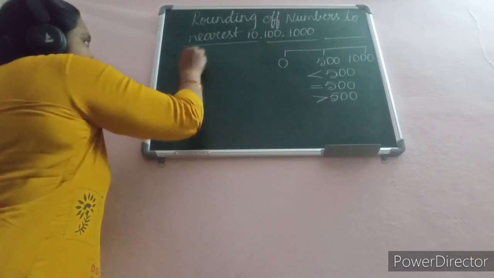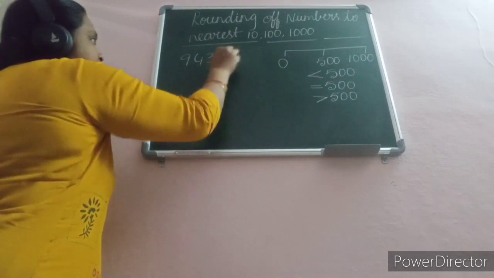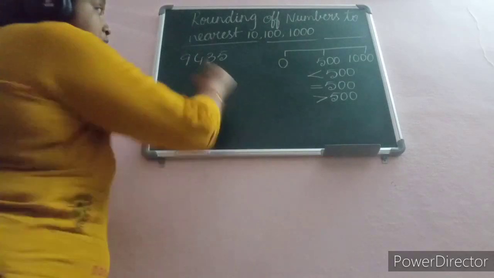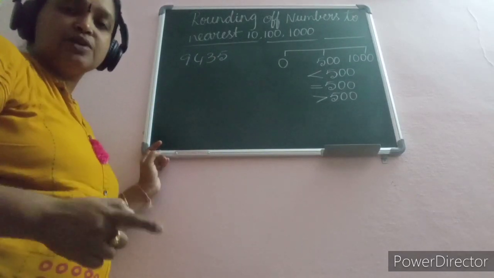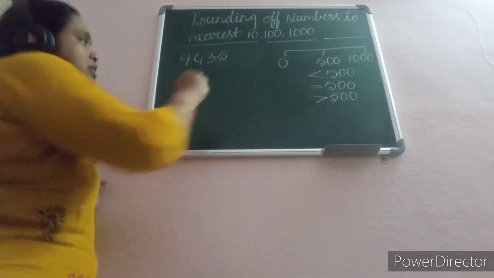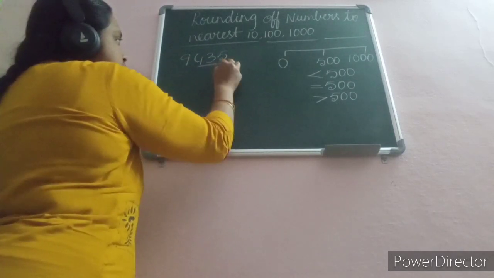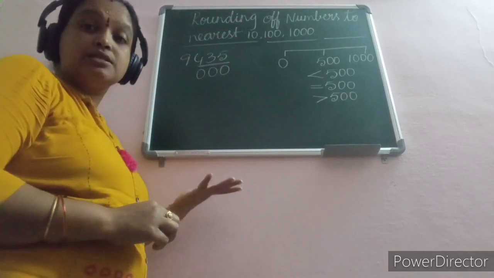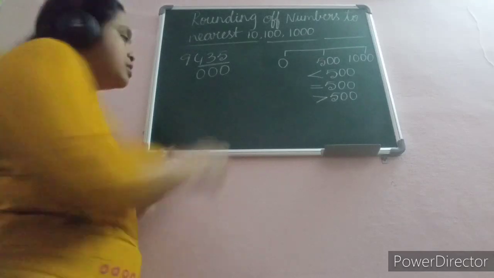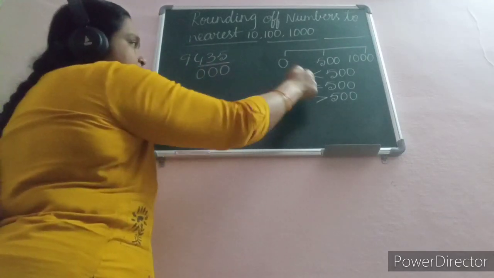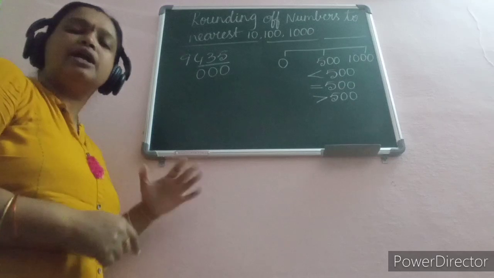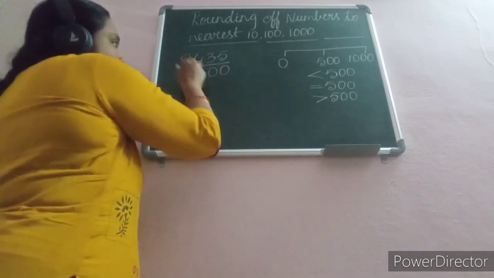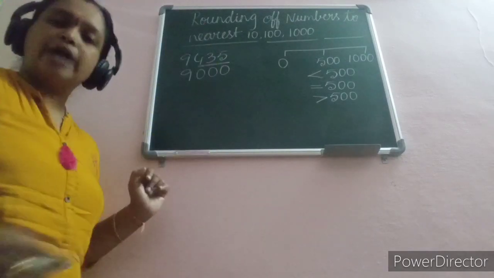Say for example 9435. Now I think you understood the trick. In the answer compulsory you should get 3 zeros, as 1000 contains 3 zeros. First underline all the 3 digits. 1, 2, 3. So, in our answer, these 3 digits are going to disappear. So, 435 is less than 500, equal to 500 or more than 500. So, definitely your answer is less than 500. So, no need to do anything. 9 simply carry down as it is.